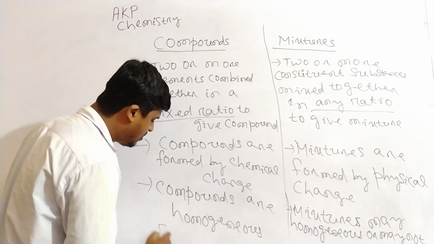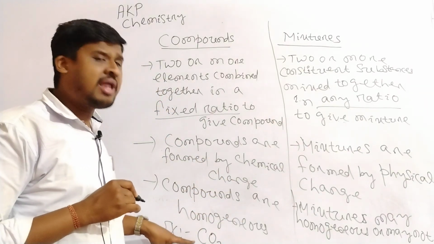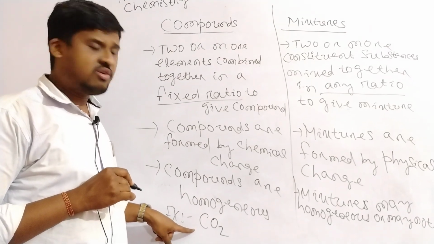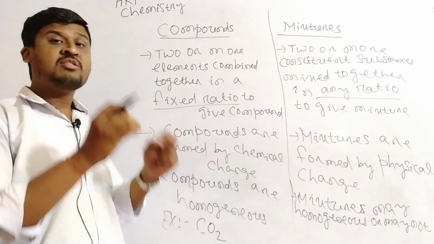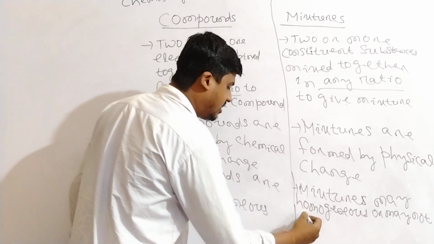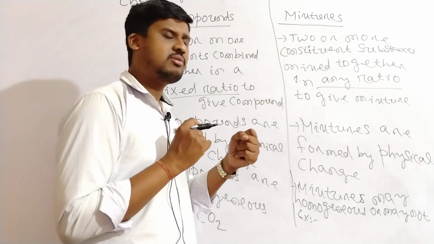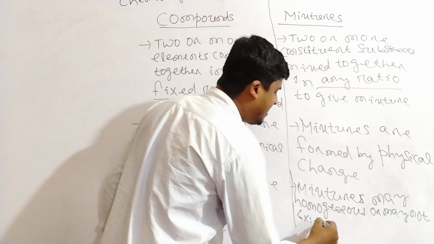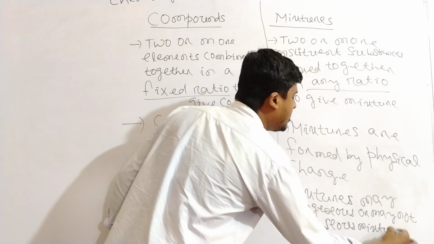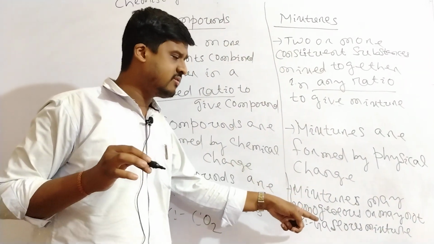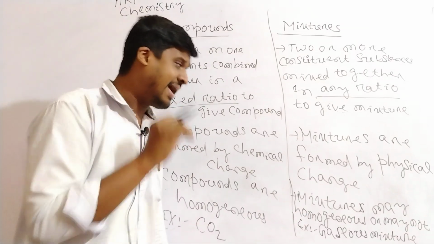You can take carbon dioxide as an example of a compound. In carbon dioxide, carbon is 1 and oxygen is 2. That means carbon dioxide is formed in a 1:2 ratio, which is a fixed ratio. An example of a mixture is one where the constituents mix together in any ratio. Here the example is a gaseous mixture, where the constituent gases are present in different, not equal, quantities.